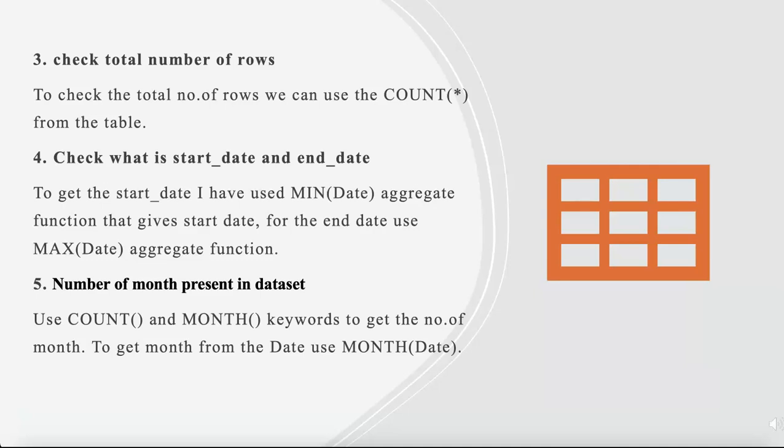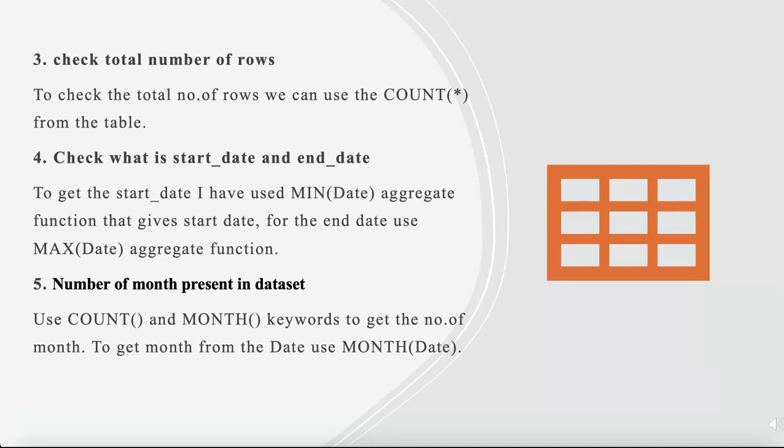Going to the third question, it is to check the total number of rows. We can use the count function to check the number of rows. If we include a star in the parenthesis, it includes all the information in the data set. And next, coming to the fourth question, it is to check the start date and end date. We can find the start date by using minimum of date. That means date is the column name here. And to find the end date, we use max of date.